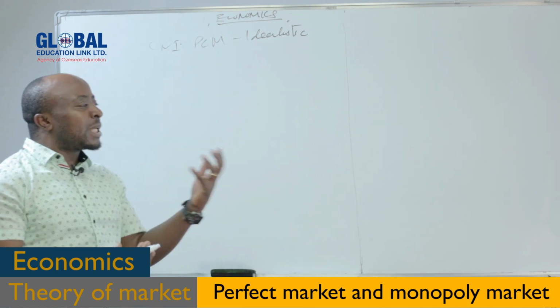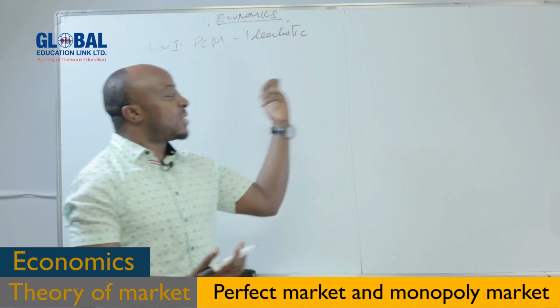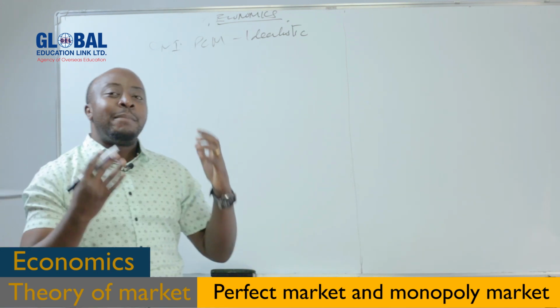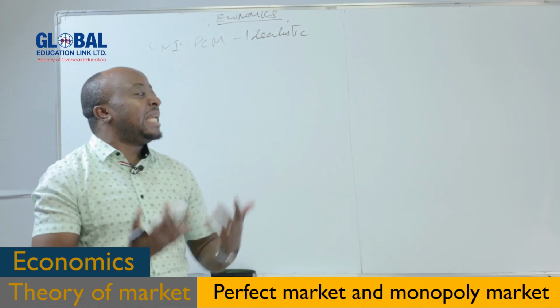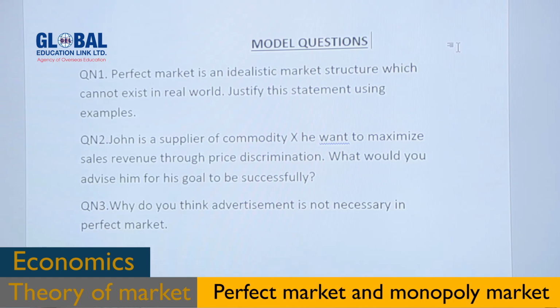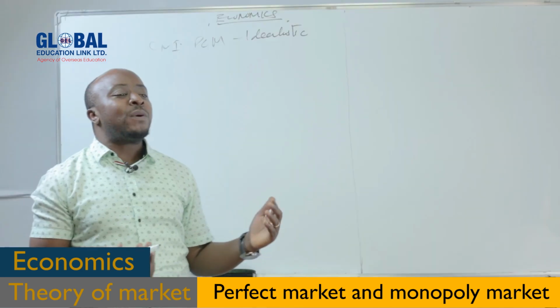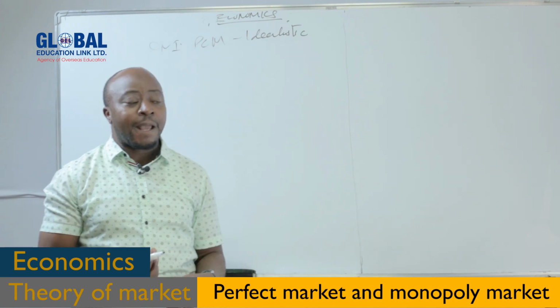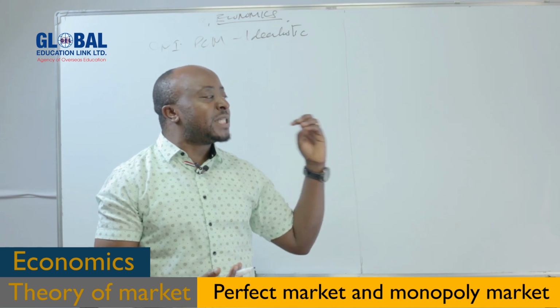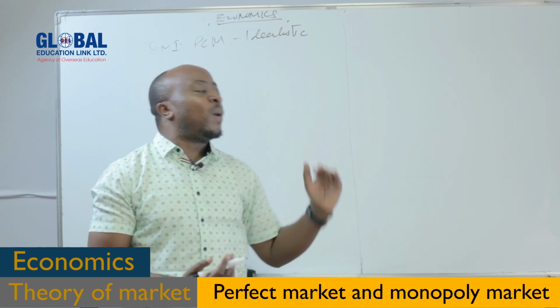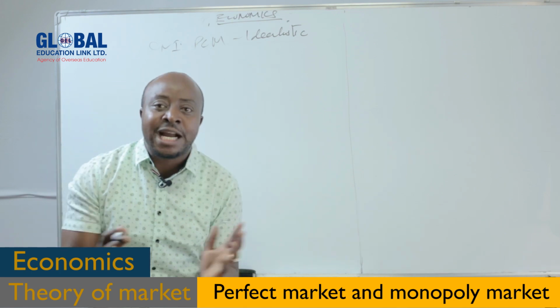So this question is asking how to prove that this type of market you have covered, the perfect market, is a market you study, but in reality it does not exist. Some, if not all, of the features which we explained cannot exist in the real world. So we are going to prove it by using those characteristics of a perfect market which we are sure cannot exist in the real world.